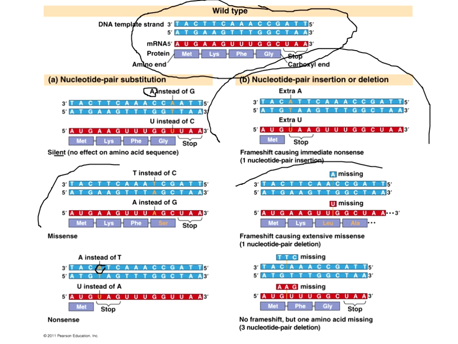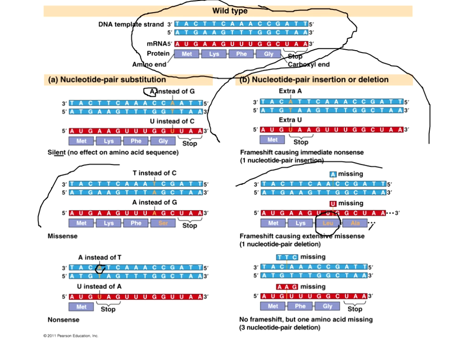Whereas over here, in the second one, we get where the A is missing. So the A that was supposed to be there has been taken out, so now the U has been taken out. So it's changing not only this amino acid, which should have been phenylalanine, it's now leucine, and now the next one, instead of being glycine, is now alanine, and so on and so forth. So it's going to mess up all of those amino acids from this point forward.